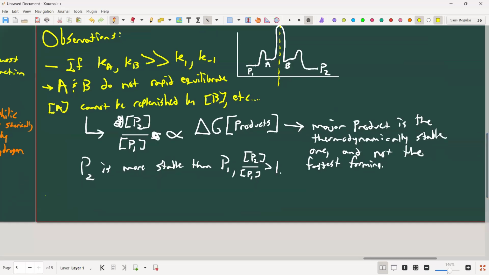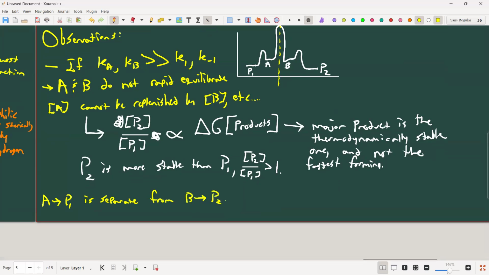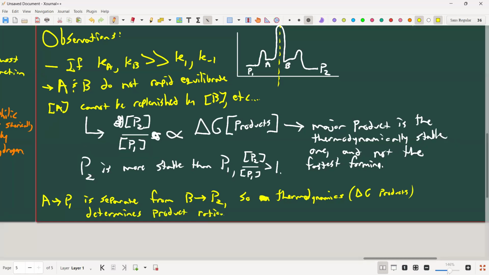So the idea is, again, A to P1 is separate from B to P2. So thermodynamics, which is the delta G of products, determines the abundances. Product ratio. All right, we have a term for that.